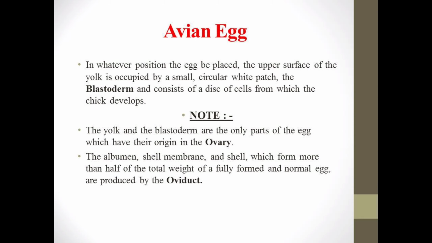So the yolk and the blastoderm are the only parts of the egg which have their origin from the ovary, and the other parts of the egg, like the albumin or protein, the shell membrane and the shell, which constitute half of the total weight of the fully formed egg, are produced with the help of the oviduct.